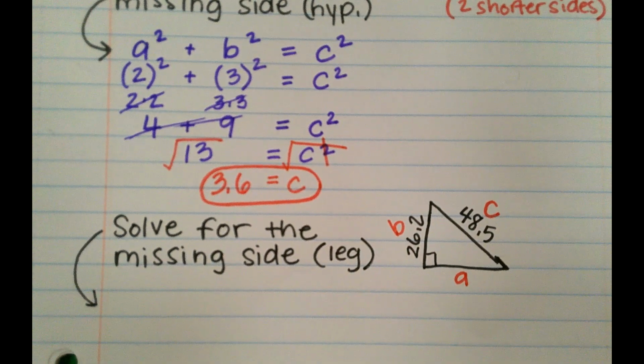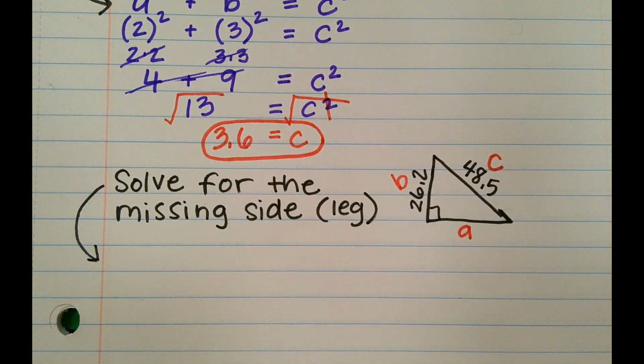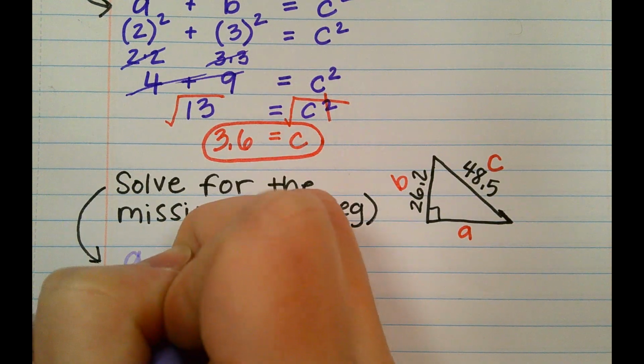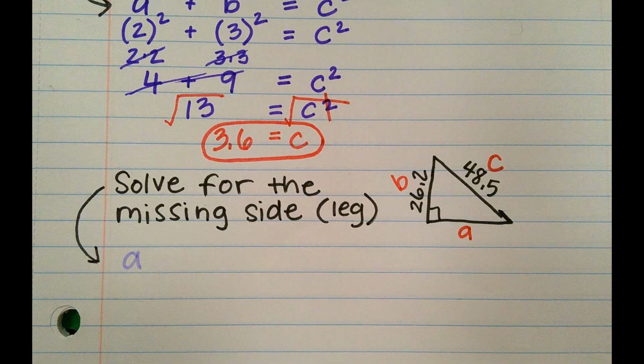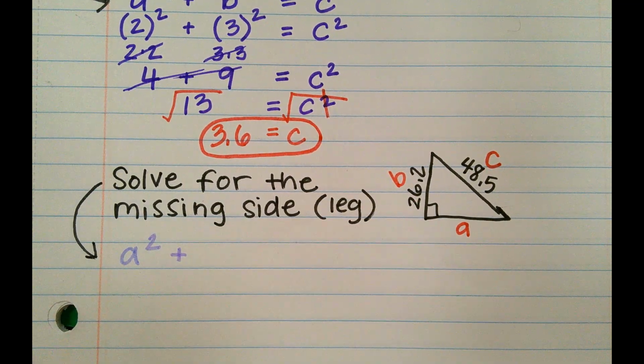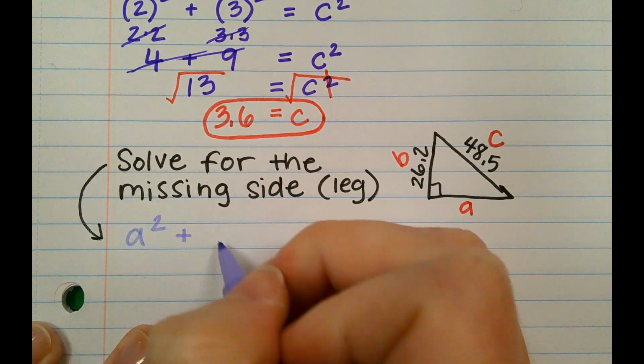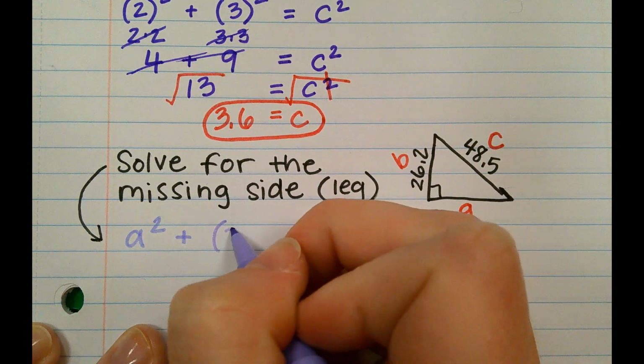And now that we have our side lengths labeled, how could I plug these into the Pythagorean theorem? A squared plus your 26.2 squared. A squared plus 26.2 squared.